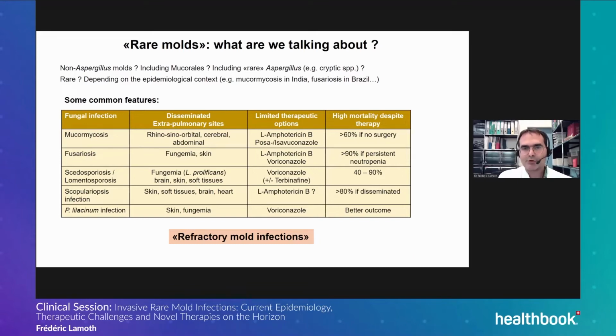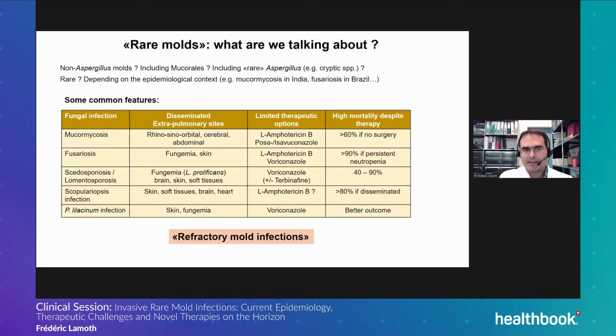For instance, mucormycosis is much more frequent in India compared to Europe. And if you look also at disseminated fusariosis, it's relatively rare in Europe, but very frequent in Brazil, as frequent as aspergillosis in hematologic centers in this country.